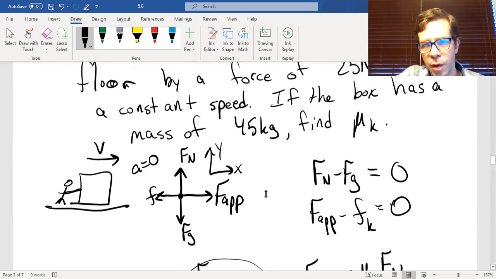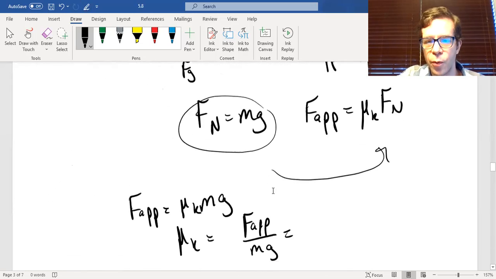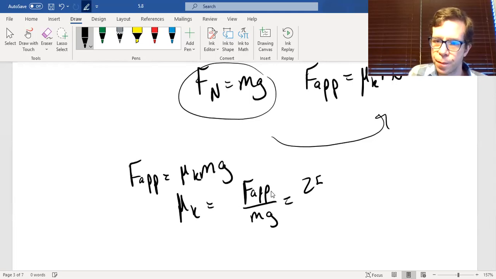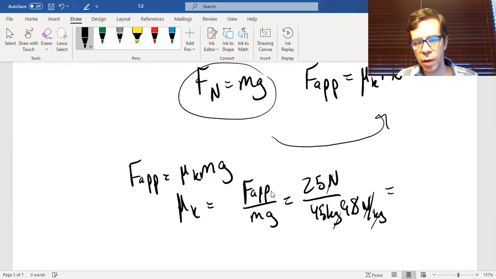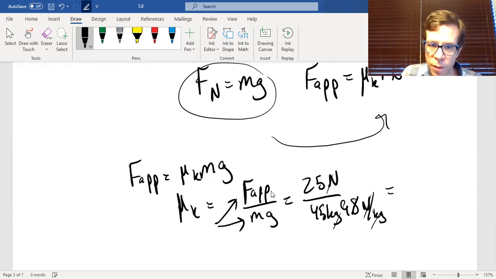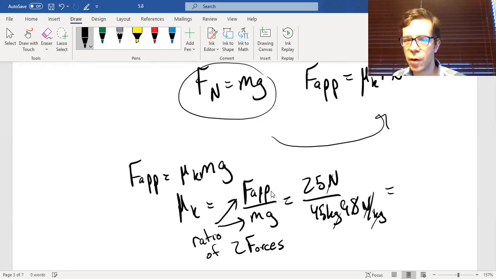I gotta look back at my numbers here. I said 25 newtons and 45 kilograms. And again, no units because it's the ratio of two forces. So just like our trig functions are the ratio of two lengths, the coefficient here is the ratio of two forces, so it has no units.